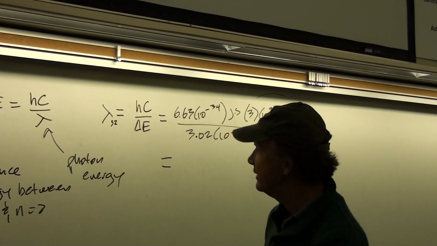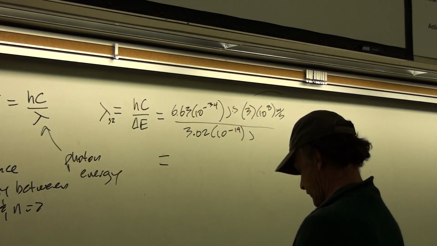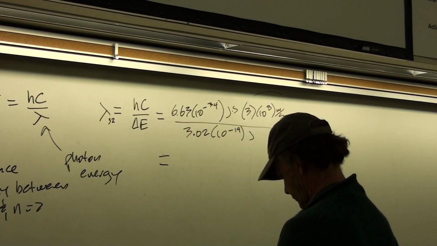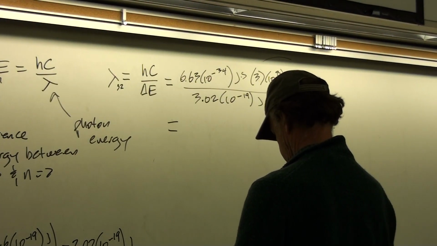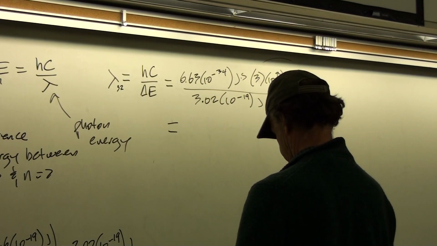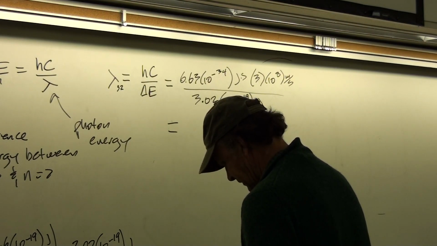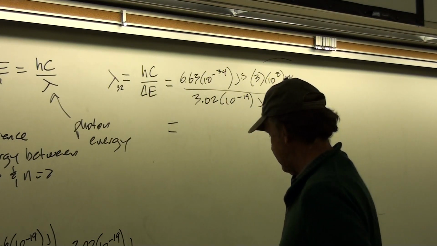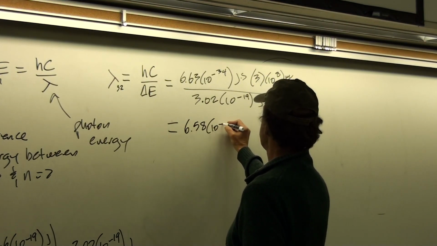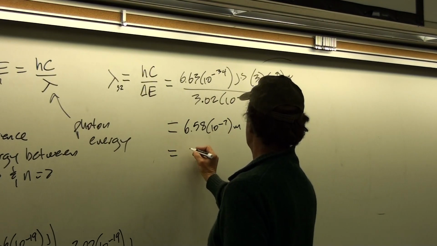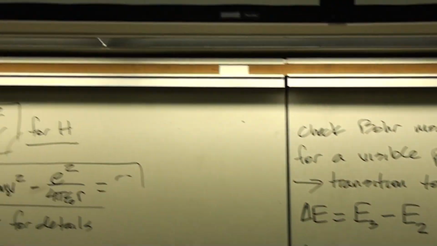So hopefully, let's keep our fingers crossed that this is going to give us one of the observed photons in the bright line spectrum of hydrogen. Okay, so that gives us 6.58 times 10 to the minus 7 meters, or that's 658 nanometers for lambda 32.